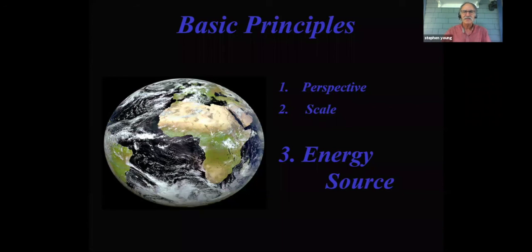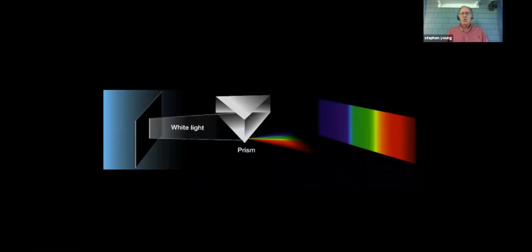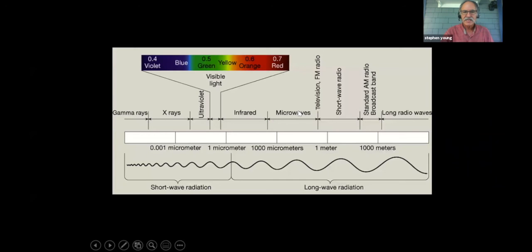And the third basic principle of remote sensing or satellite imaging is the energy source that we use. Perspective, right? The vertical, the horizontal, the oblique. Scale, large and small. Energy source, right? What we see as white light is actually made up of different wavelengths of energy, different colors. And here is what we call the electromagnetic spectrum. And so the sun sends energy to Earth, and it sends some really shortwave gamma rays and X-rays and ultraviolet and visible and infrared and microwaves. And our eyes, we can only see in the visible spectrum.